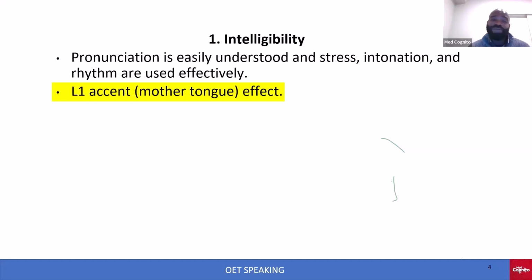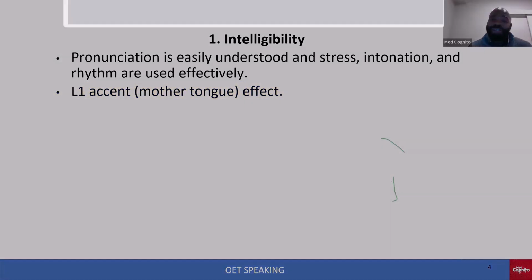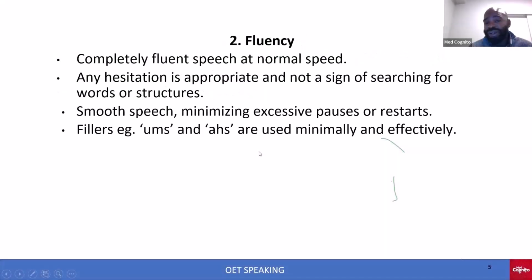All that is being sought is that whatever word is being pronounced, you are pronouncing it very clearly so that the examiner can hear you, can know what you are referring to. And so that's the point that is being examined under intelligibility. The second scoring criteria under speaking that you will be evaluated for is the fluency of what you are saying.